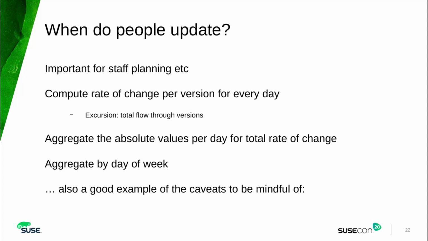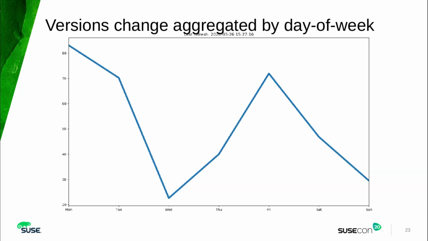To compute this, simply take the rate of change for each version day to day, then aggregate all those absolute values so they don't cancel each other out for every given day, and then group by day of week and aggregate again as a simple sum. And we arrive at the following picture. We can see a spike on Mondays and Tuesdays and a spike on Fridays and a minor increase still on Saturday, with almost no change on Wednesday and Sunday.